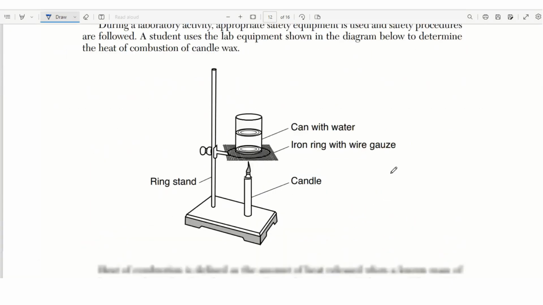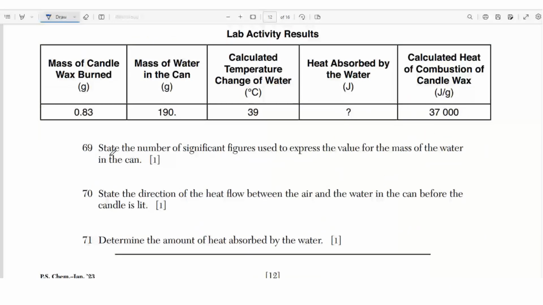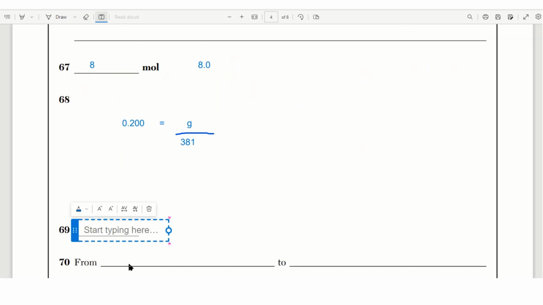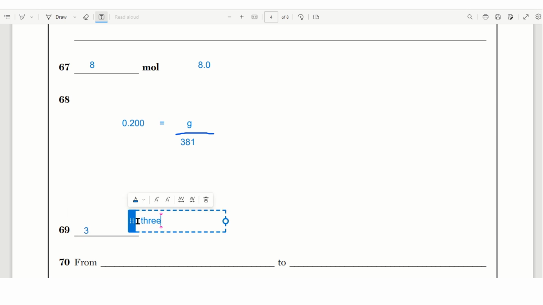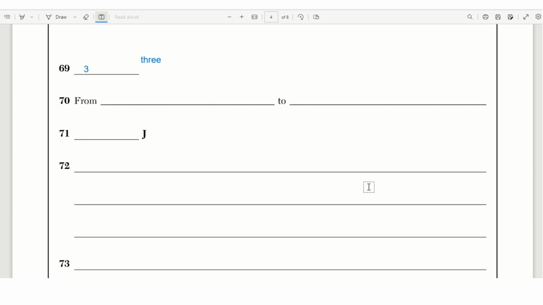Next set. So again, skip. Oh my goodness, a lot. And go to the question. So we're on question number 69. And it says, state the number of significant figures used to express the value for the mass of the water in the can. So here is the mass of the water in the can. How many significant figures? Well, you see the decimal point. That means we start from which side? This side, right? This is not a 0, so it all counts. So it's just 3. Now I could write 3. That would be acceptable, but that's it. Those are the only correct answers.